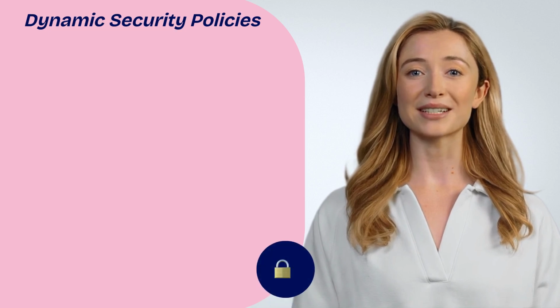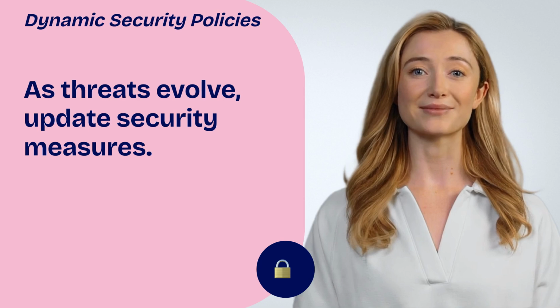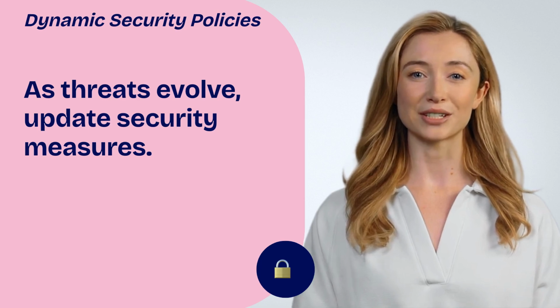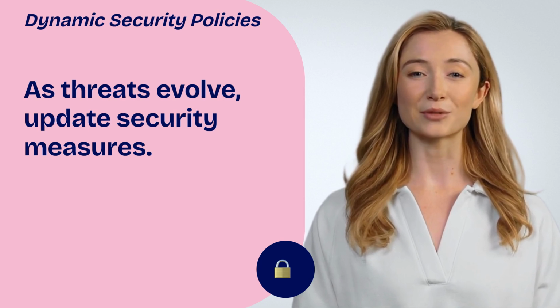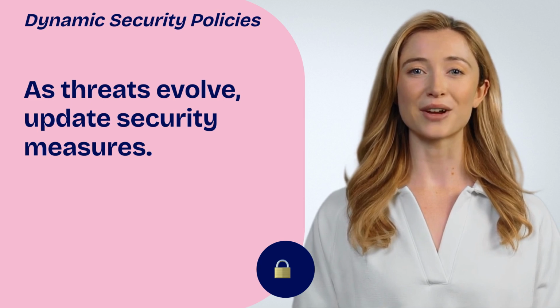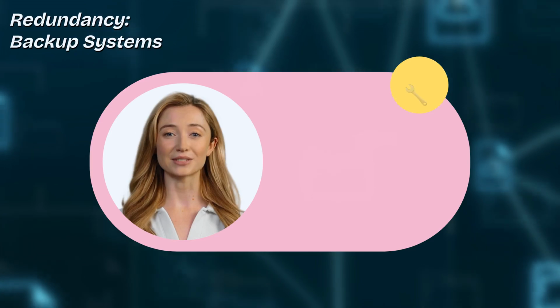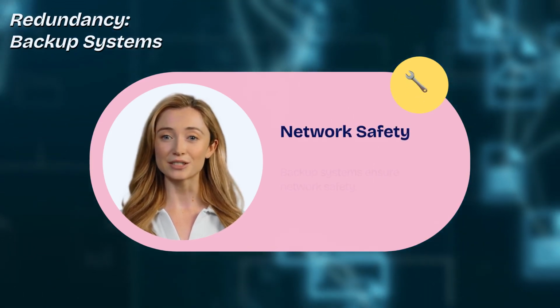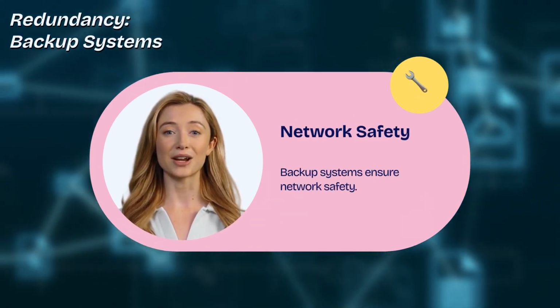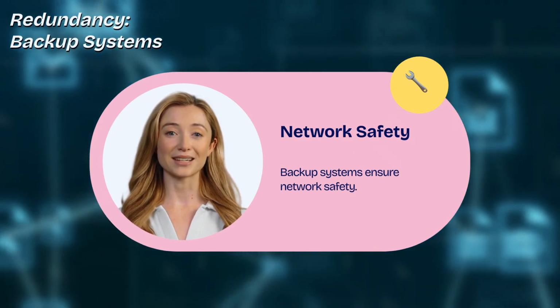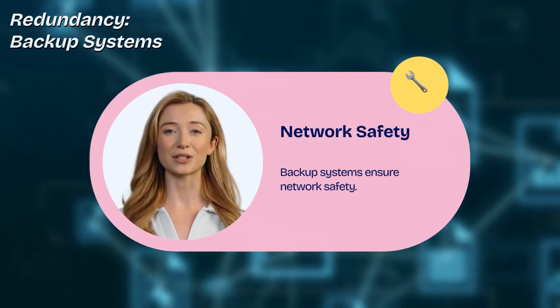Dynamic security policies. As threats evolve, so should your security. If a new type of cyber attack emerges, you might need to update how traffic moves between tiers or strengthen your firewalls. Redundancy. Having backup systems or fail-safes for each tier ensures that if one part of your network is compromised, you don't lose everything. It's like having extra exits in our mall analogy.